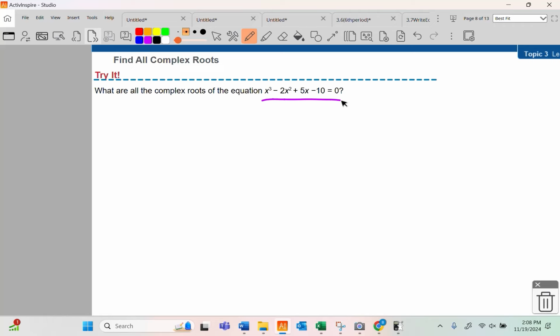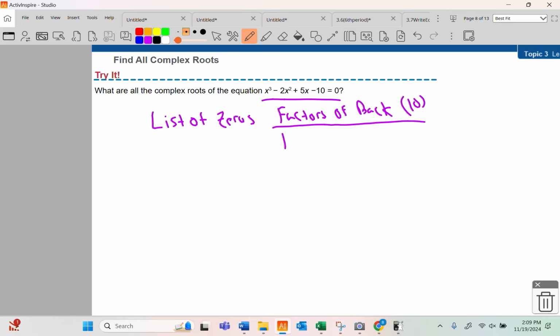Now, you're doing the old guess and check technique where you come up with things to throw at synthetic division. How do you form that list of possible zeros? There you go. It's factors of the back. What is that back number? It's just 10. Ignore the sign. Sitting over factors of the front, which is 1.